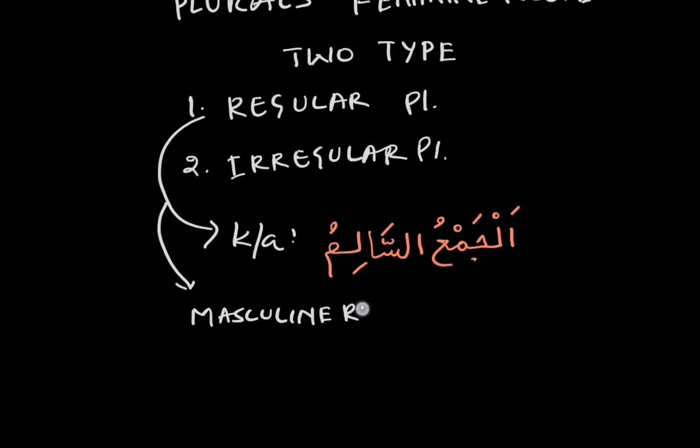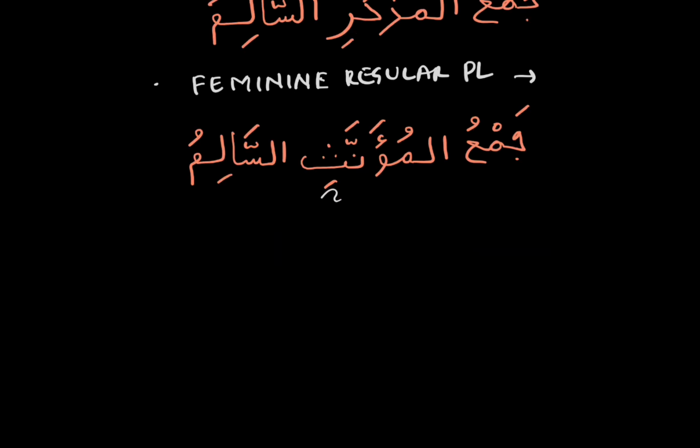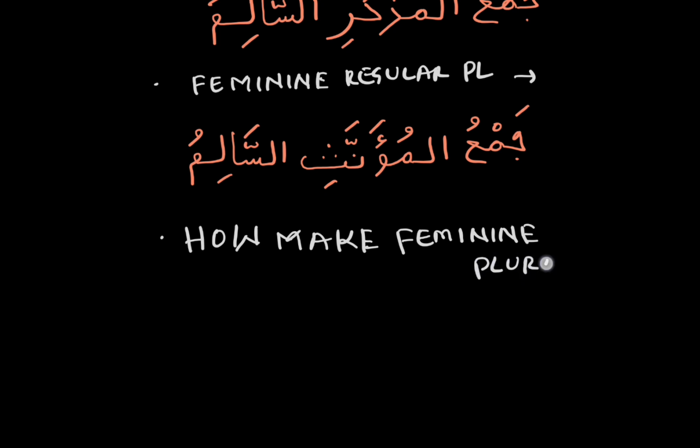So the masculine regular plurals are known as jamul mudhakkar salim. Similarly, the feminine regular plurals are known as jamul muannas salim. Last class we taught you how to make the masculine plurals. Now today's class we will learn how to make feminine plurals.